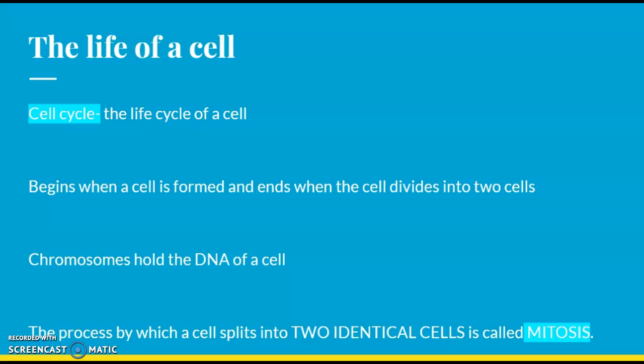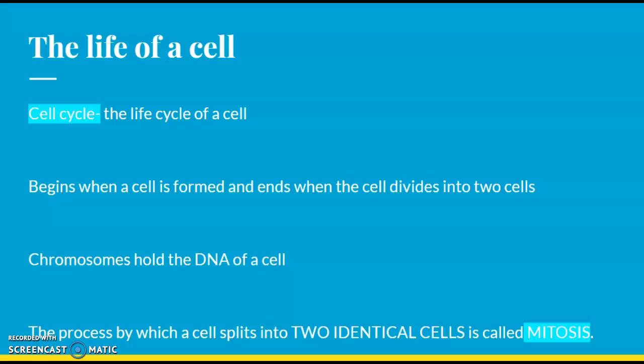So the life of a cell. And the life of a cell is called the cell cycle. So that's as the cell cycle is its life cycle. So it goes from being just a cell doing its specialized job to dividing to eventually the death of the cell. And it begins when the cell is formed and it ends when the cell divides into two cells.